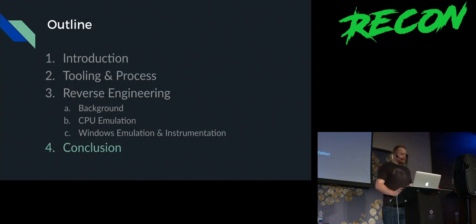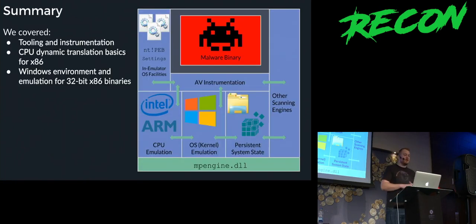That concludes all the reverse engineering discussion, and now moving into the conclusion. So in summary, we covered tooling instrumentation, the CPU dynamic translation basics for x86, and then a whole lot about the Windows emulation and the environment for the Windows API for 32-bit x86 binaries.